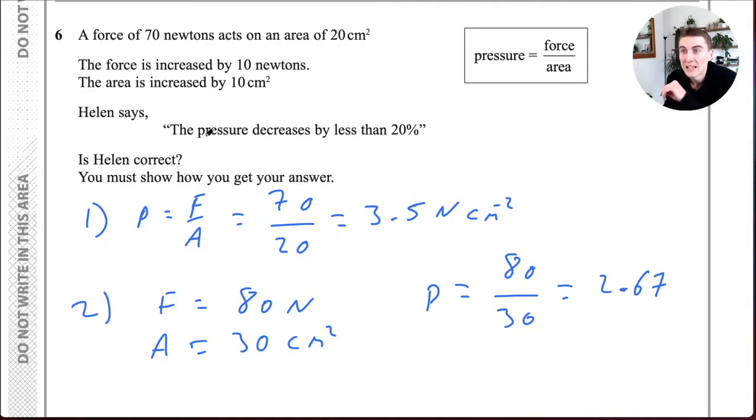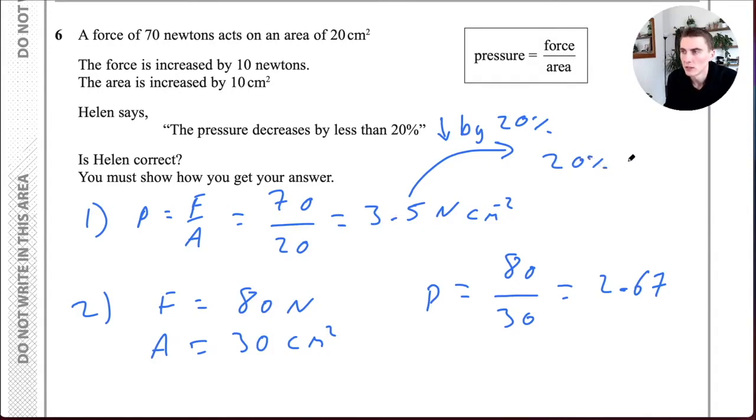And we now need to see, has the pressure decreased by less than 20%? So what I would probably do here is think, we could just decrease this by 20% and see what that is. So if we decrease by 20%, yeah, we could find 20% of this and then take it away.